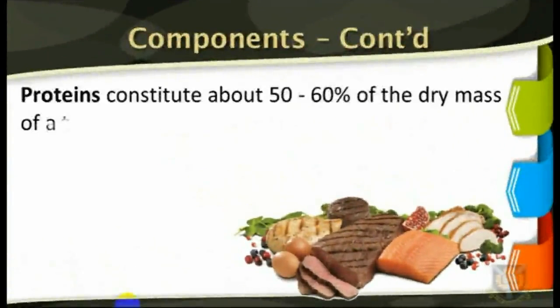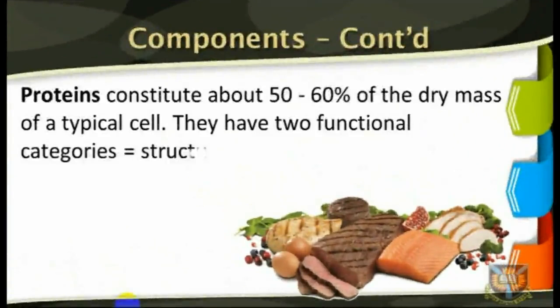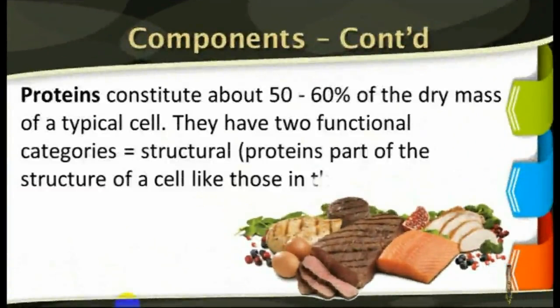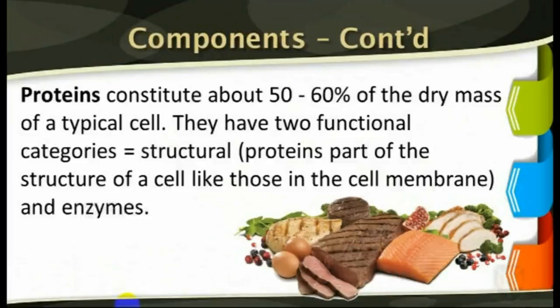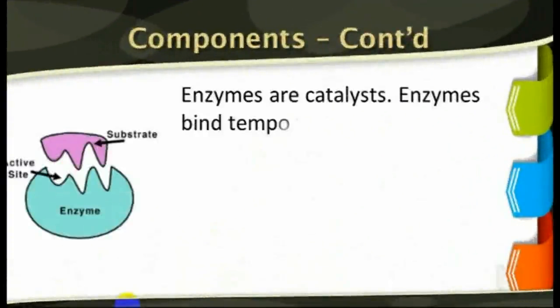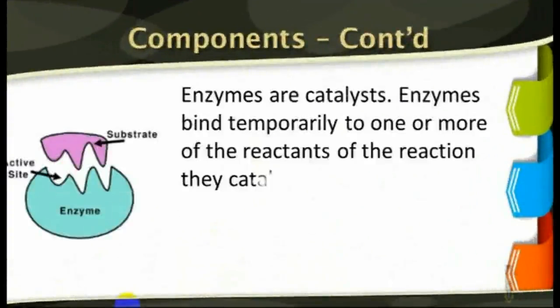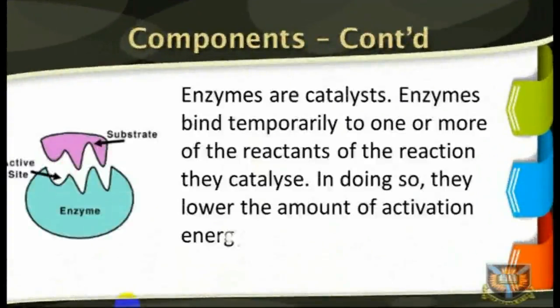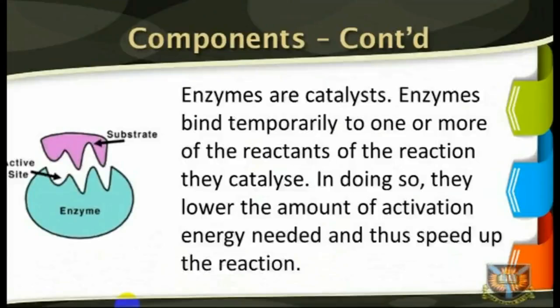4. Protein. These constitute about 50 to 60% of the dry mass of a typical cell. They have two functional categories: structural, which are proteins that are parts of the structure of a cell, like those in the cell membrane, and enzymes. Enzymes are catalysts. Enzymes bind temporarily to one or more of the reactants of the reaction they catalyze. In doing so, they lower the amount of activation energy needed and thus speed up the reaction.